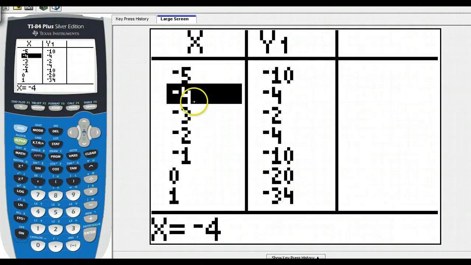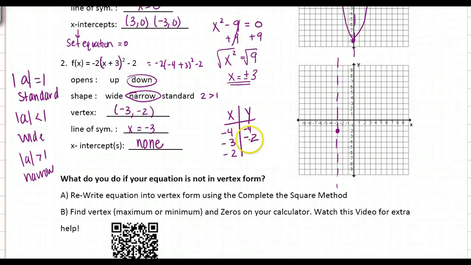If I look at -4, my y value is -4. If I look at -2, my y value is also -4. So I'm going to fill in my table. That's another option, algebraically or on your calculator. So -4, -4 and -2, -4 give me enough information to draw my graph.